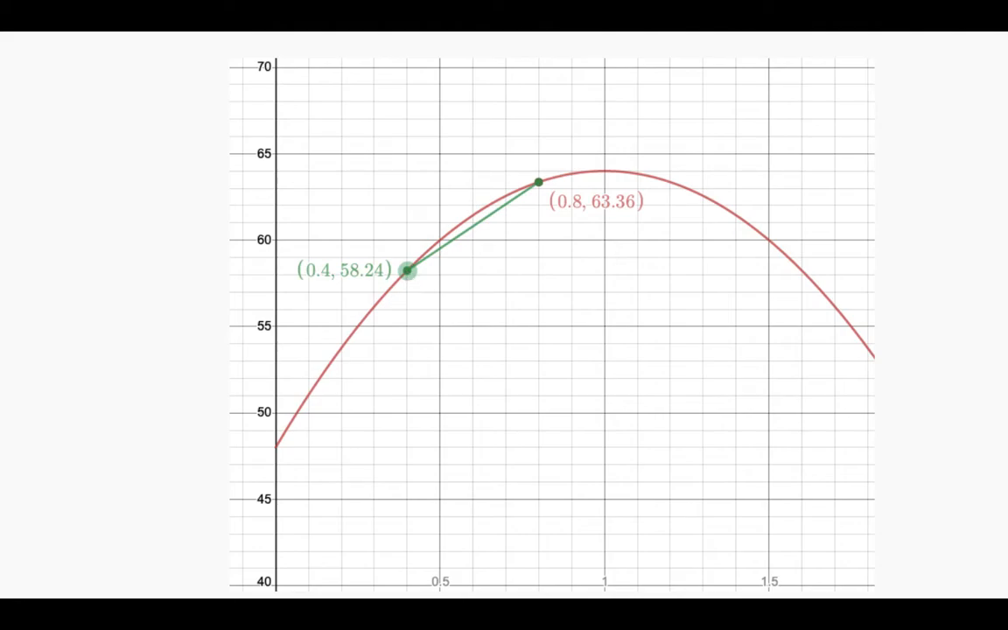As you can see on this graph, the change in distance is from this y value, 58.24, up to this y value of 63.36. That's the change in y, change in distance. So y2 minus y1. And the change in time is from 0.4 seconds to 0.8 seconds. So x2 minus x1, so 0.4 seconds.